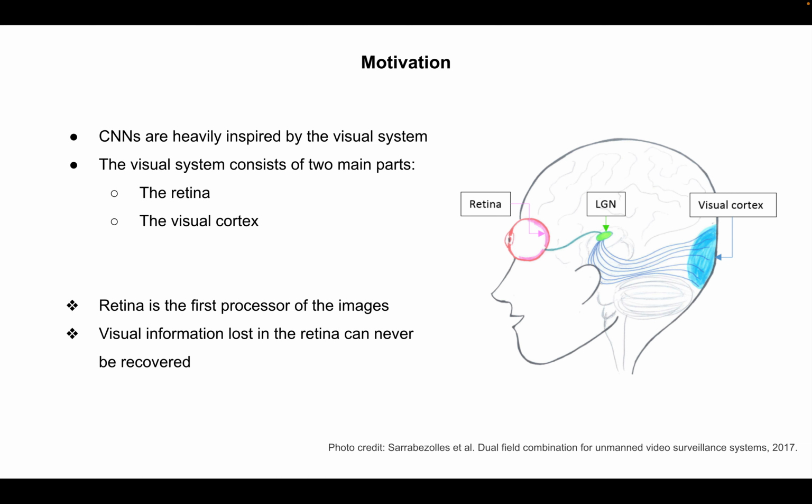CNNs are heavily inspired by the visual system. The visual system consists of two main parts, the retina and the visual cortex. The retina is the first processor of the images, so the visual information lost in the retina can never be recovered.